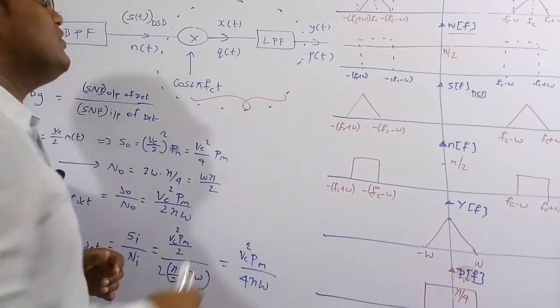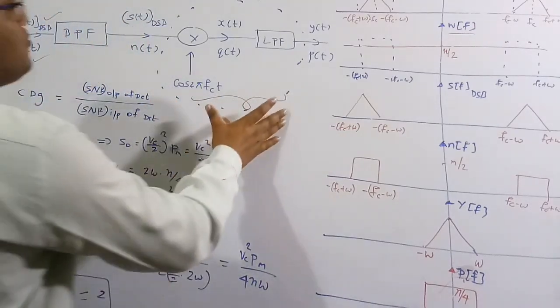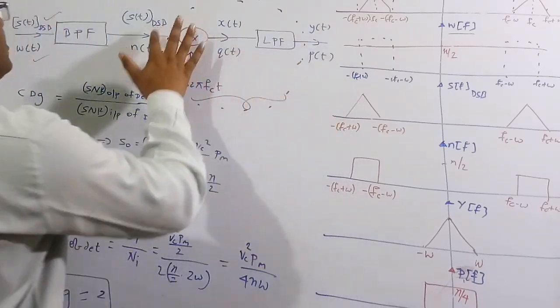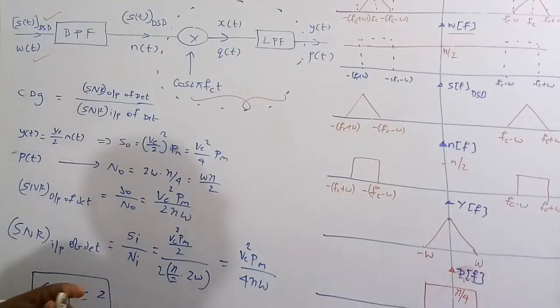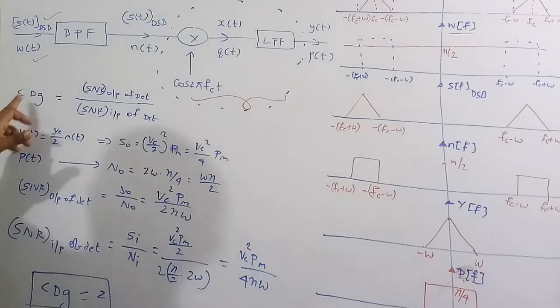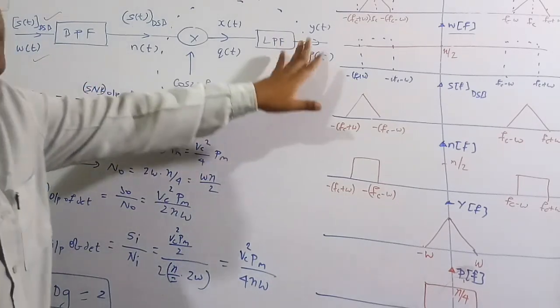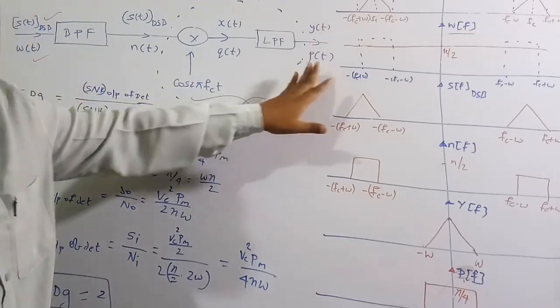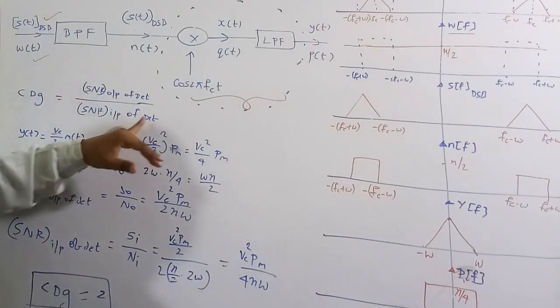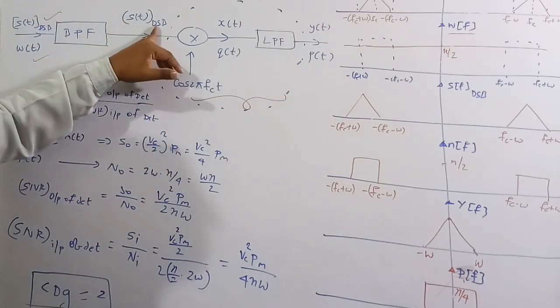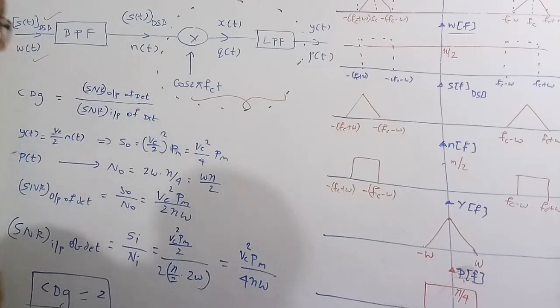Only these two are called the coherent detector circuit. So the output is Y of t and P of t, and the input is S of t DSB and N of t. Now we have to find the coherent detection gain. It is the signal to noise ratio of the output of the detector, where the signal is Y of t and the noise is P of t, divided by the signal to noise ratio of the input of the detector, where the signal is S of t DSB and the noise is N of t. So we have to figure that out.